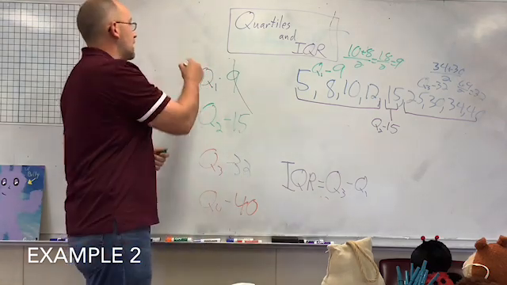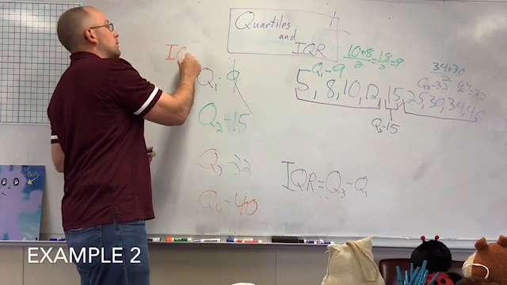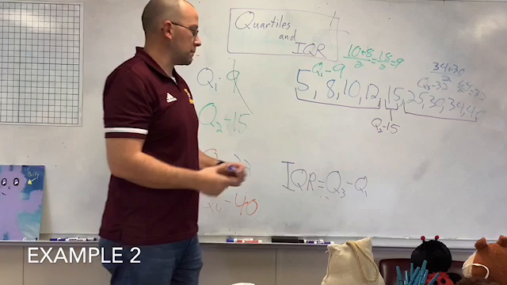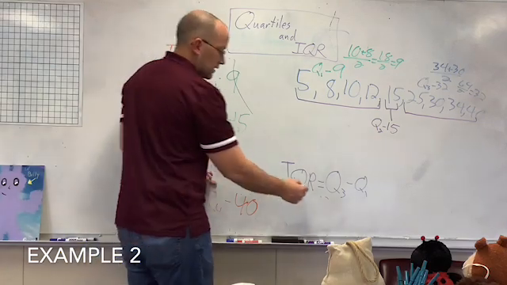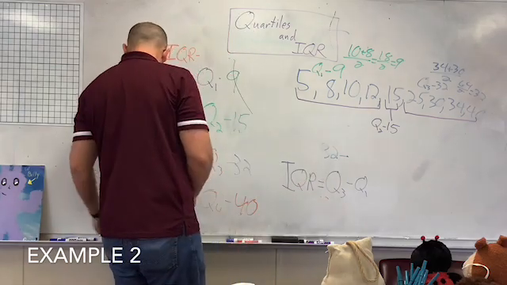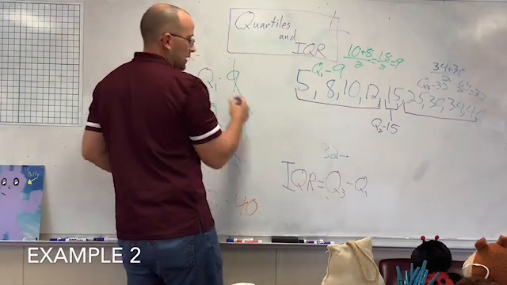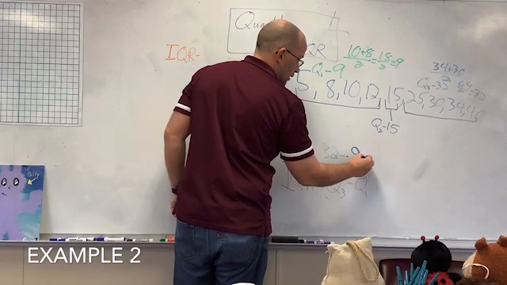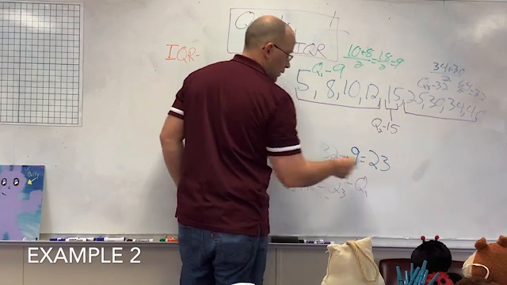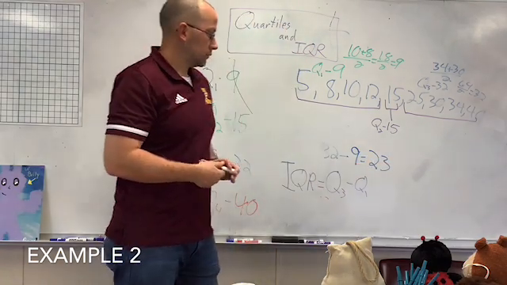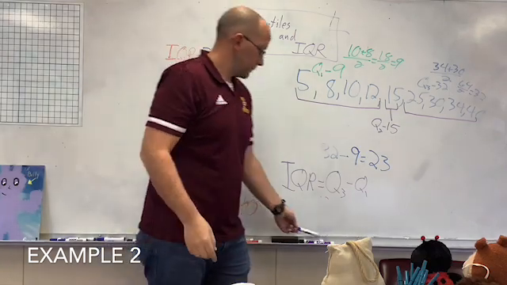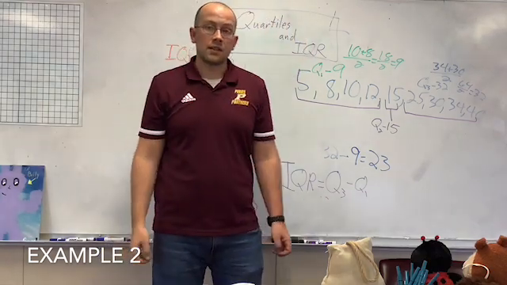Now, the last thing we need to find is the IQR, or the interquartile range. The interquartile range is the Q3 minus the Q1. So that's 32 minus 9. So 32 minus 9 gives us 23. So our interquartile range is 23. And that is your second example.